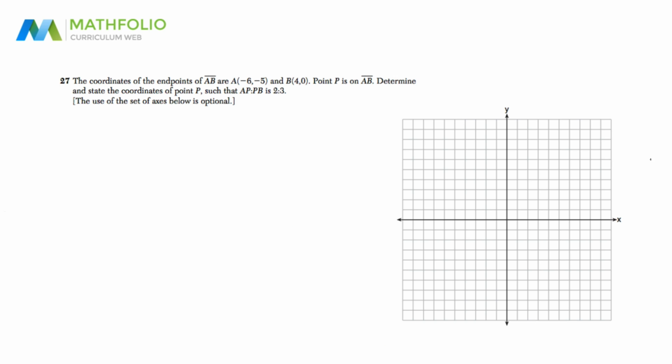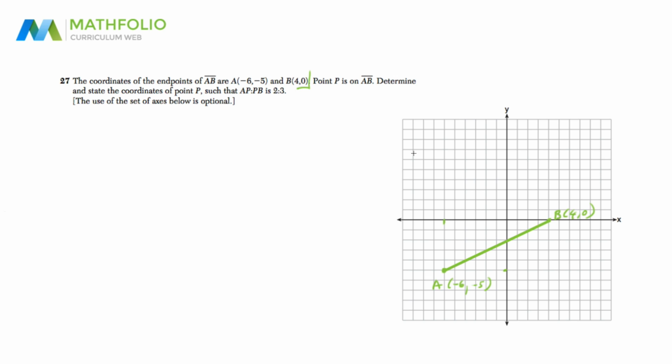Okay, question number 27 says the coordinates of the endpoints of AB are, and then we're given a couple of coordinates. So I'm going to plot these right now. -6 is right here, and then -5. So 1, 2, 3, 4, 5. So that's right here. This is A, which is -6, -5, and B is at 4, 0. So 1, 2, 3, 4, 4, 0. So let's just connect them because we're told it is a line segment. Just going to get a straight line.